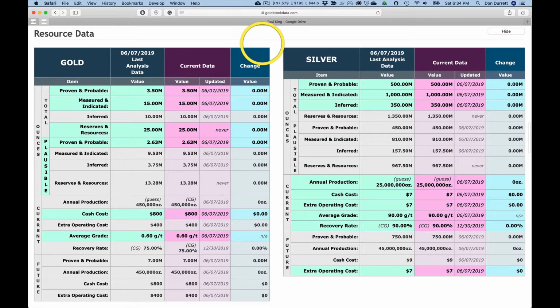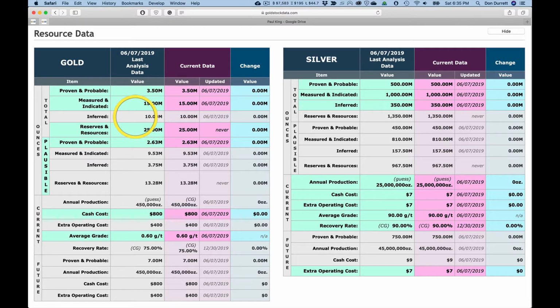So here's the resource data. So we have total and plausible. So here's the total. We have proven and probable. These are the reserves. And the 3.50, these are not the exact numbers that you're going to find on their website. These are kind of my opinion of what I think their proven and probable are. And the measured and indicated include proven and probable. So the total R&R is your measured and indicated plus your inferred. So 15 plus 10 is 25.